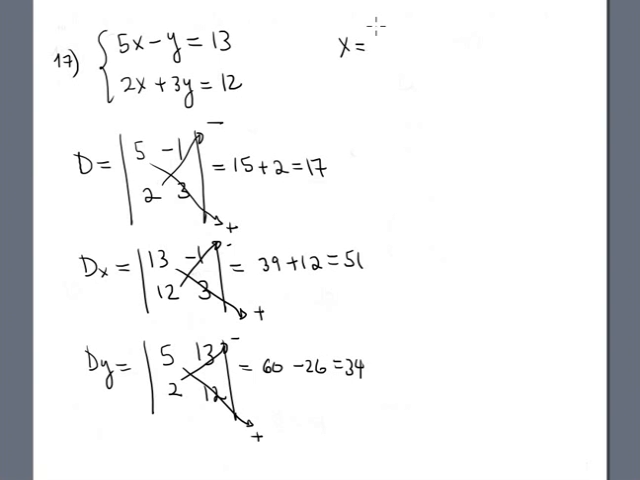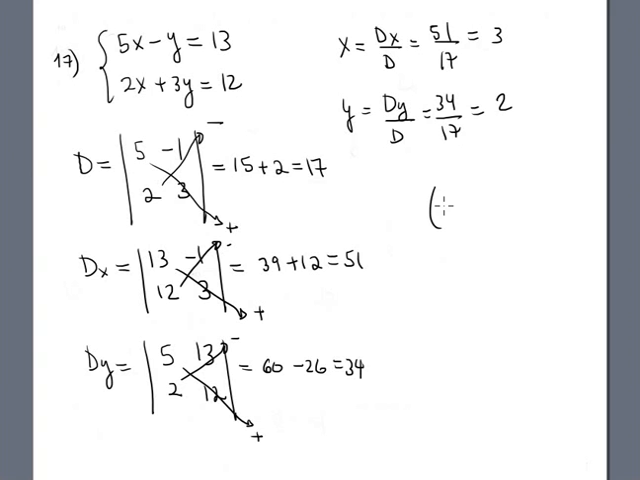Cramer rule is dx over d. Dx is 51 over 17, and the answer is 3. And y is dy over d. Dy is 34 divided by 17. The answer is 2. And the solution is the ordered pair 3, 2. Super easy.